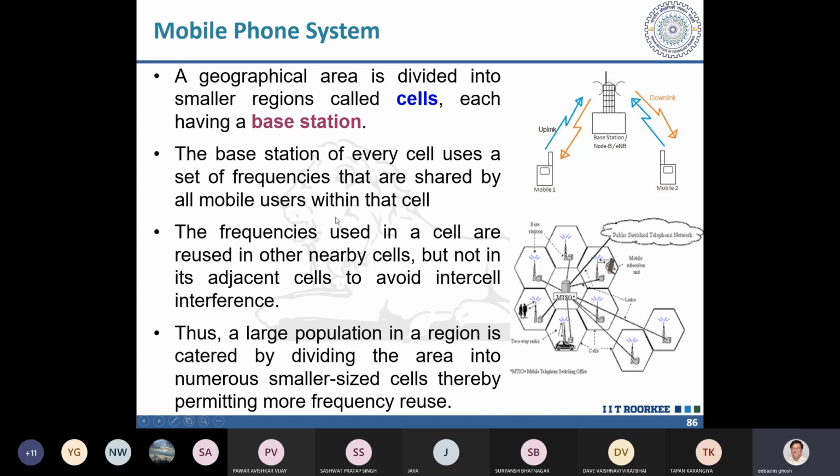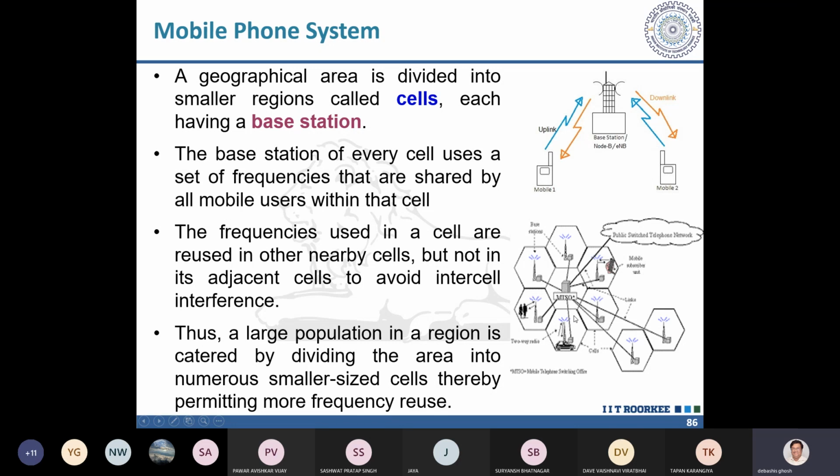Every cell will be using a set of frequencies that are shared by the mobile users in that cell. One good thing about mobile communication is that the frequencies used in a cell can be reused. The only thing is that you cannot use them in the adjacent cell. Some frequencies used in this cell can be used in some cell far away, but not in the 6 cells around this one. That is how reuse is possible, and hence multiple users can be accommodated. That is one good thing with mobile phones.